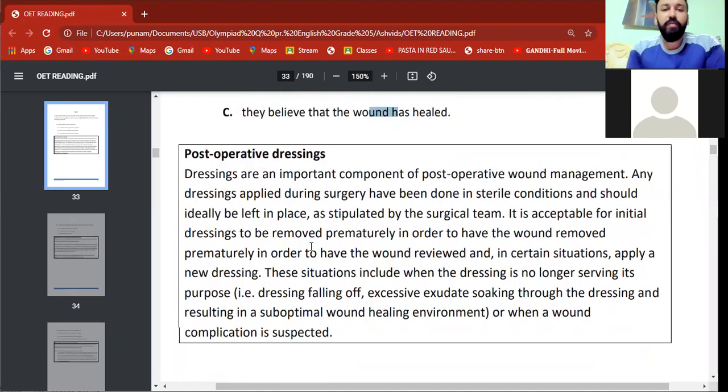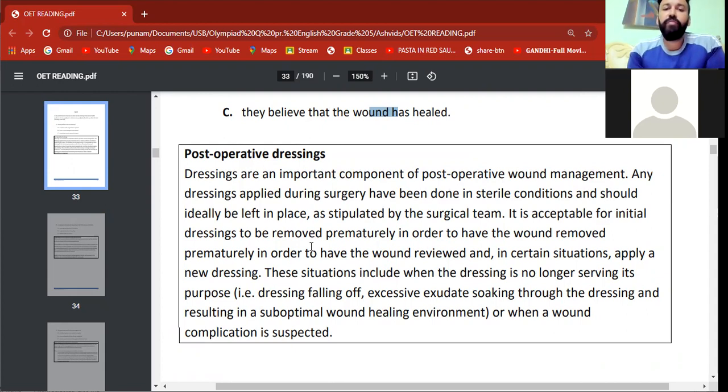Post-operative dressing. Dressings are an important component of post-operative wound management. Okay, it doesn't help my question, right, Ishita? You can hear me, right? Yes, sir. This is just a general sentence. Okay, dressings are an important component. Yes, they are, but no help for the answer.